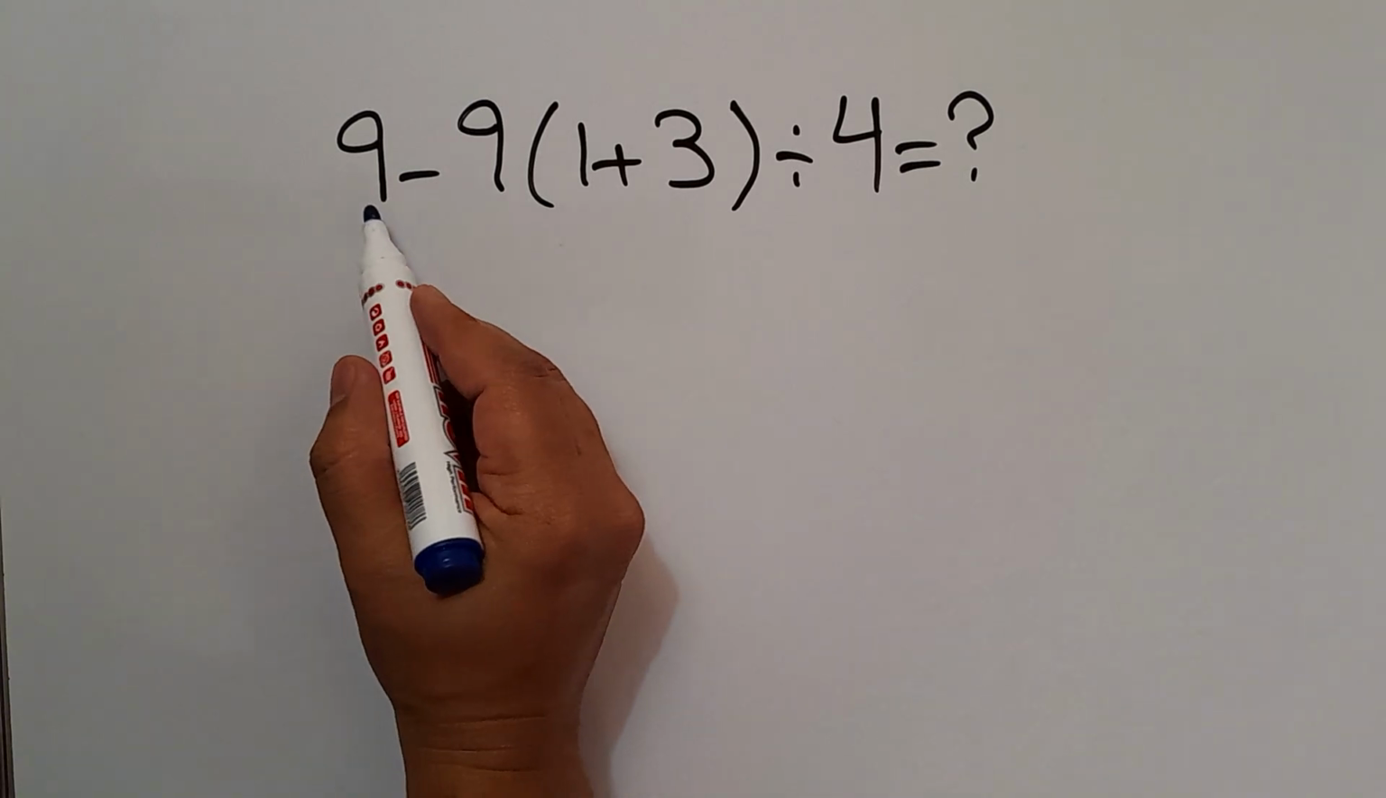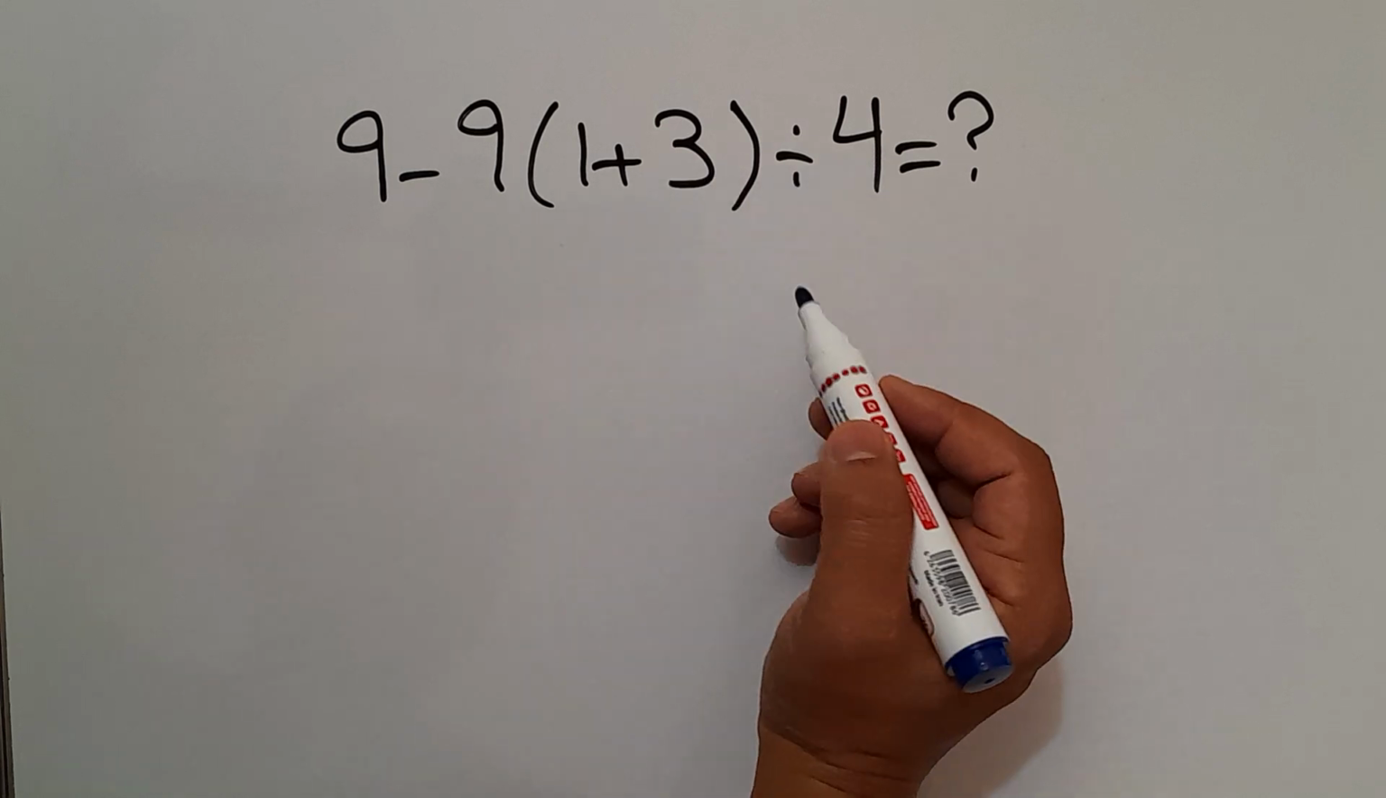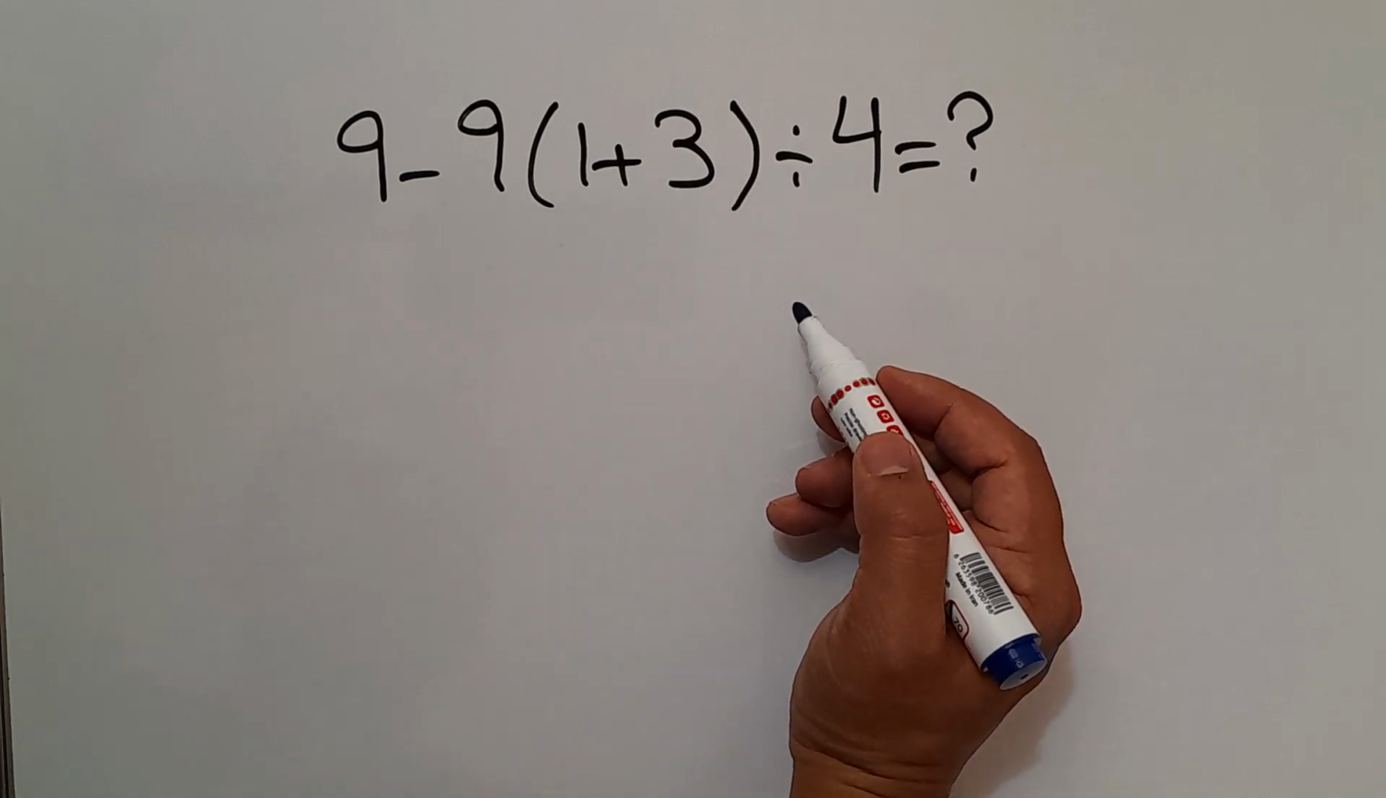In this video we want to find the value of this expression: 9 minus 9 times (1 plus 3) divided by 4. Are you ready to solve? Let's go ahead and get started.